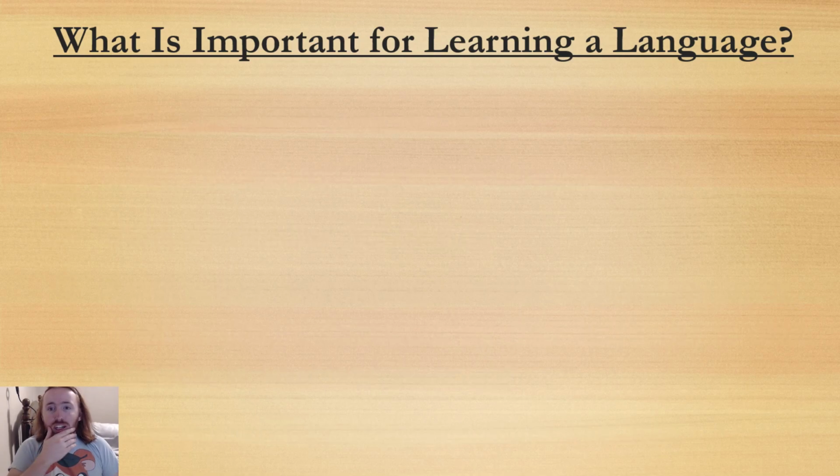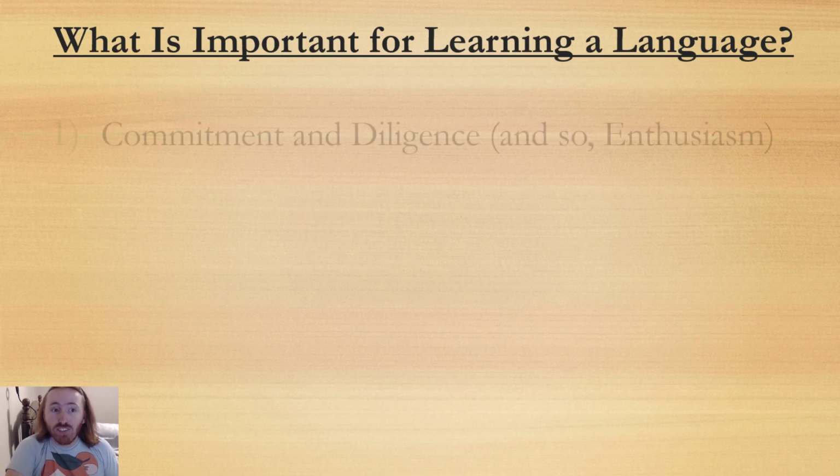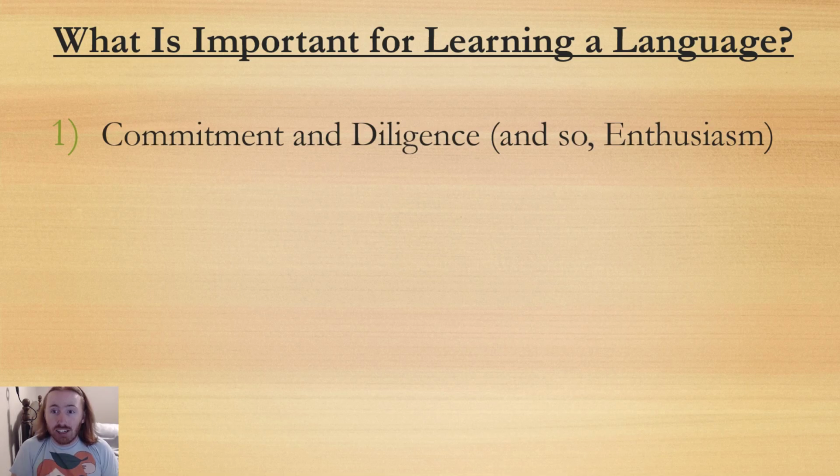The next concept I want to go into with you guys is what is important for being able to learn a language effectively. And the first most important thing is actually two things. It's commitment and diligence, which really means enthusiasm. Learning a language is not fast at all. It's slow and it takes constant practice and like daily practice.